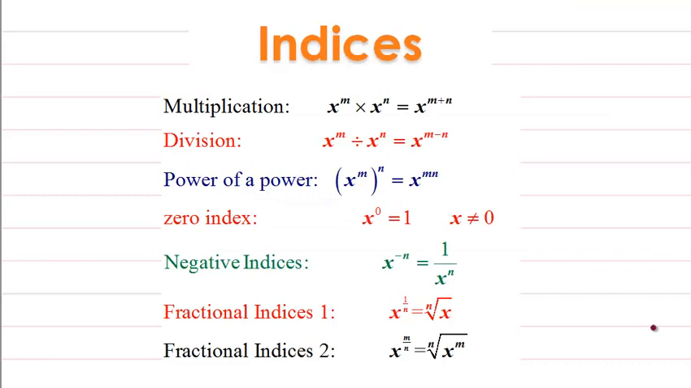Indices. These are the rules of indices: multiplication rule, division rule, power of a power, zero index, negative index, and these are called powers and roots.